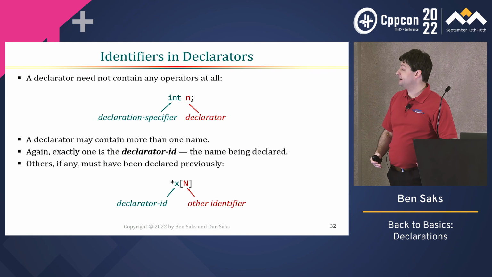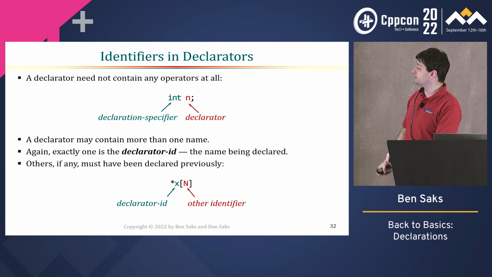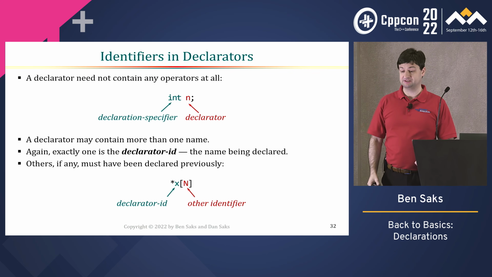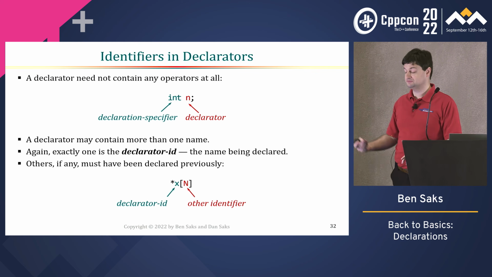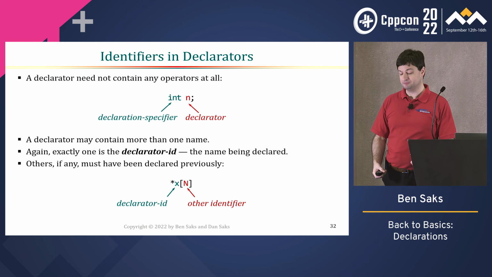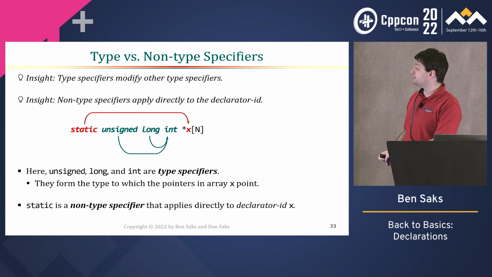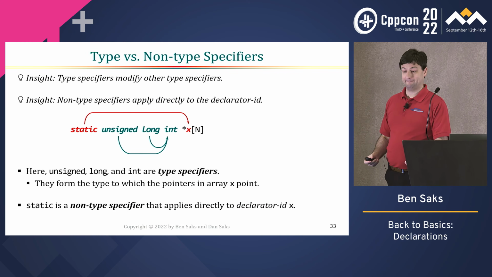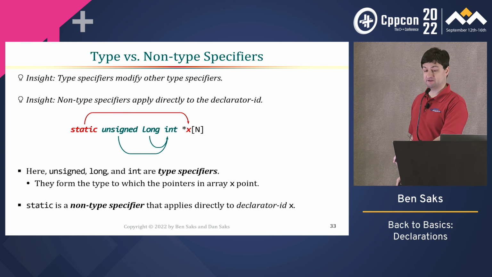Now, we can have much simpler declarations. Even that int n there has a declaration specifier and a declarator. n is the full declarator. It's just the name being declared. And things can be as simple as that.